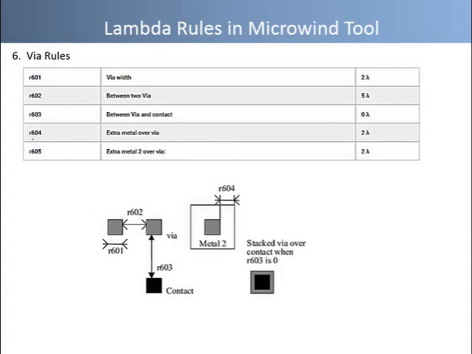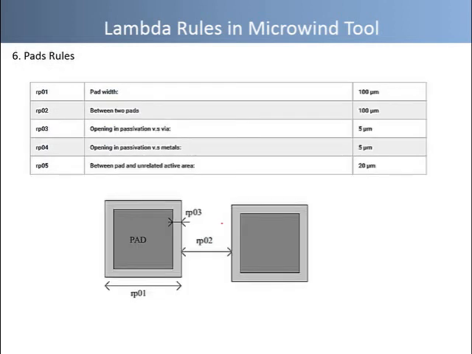Similarly, according to rule 604, an extra metal must be deposited over via by at least 2 lambda on each side, and so on. Also, there are a number of rules for padding. Rule RP01 states that the minimum width of a pad must be at least 100 micrometers. Minimum separation between two pads must be at least 100 micrometers, and so on.